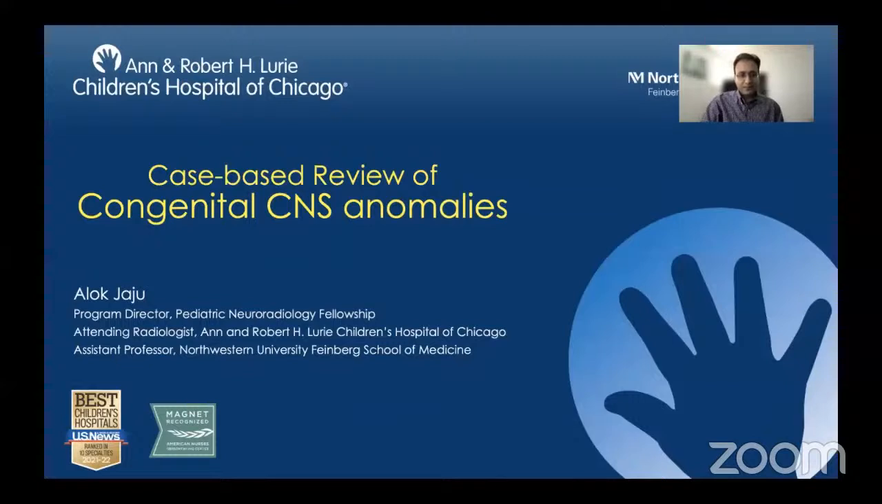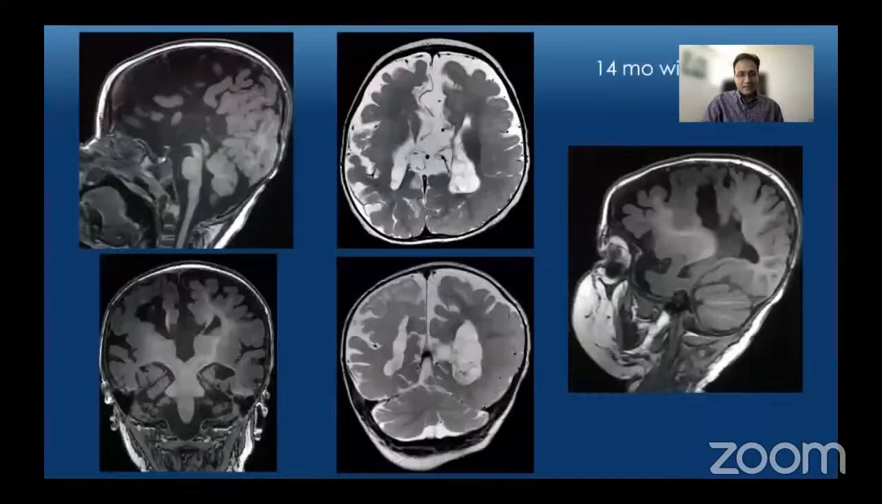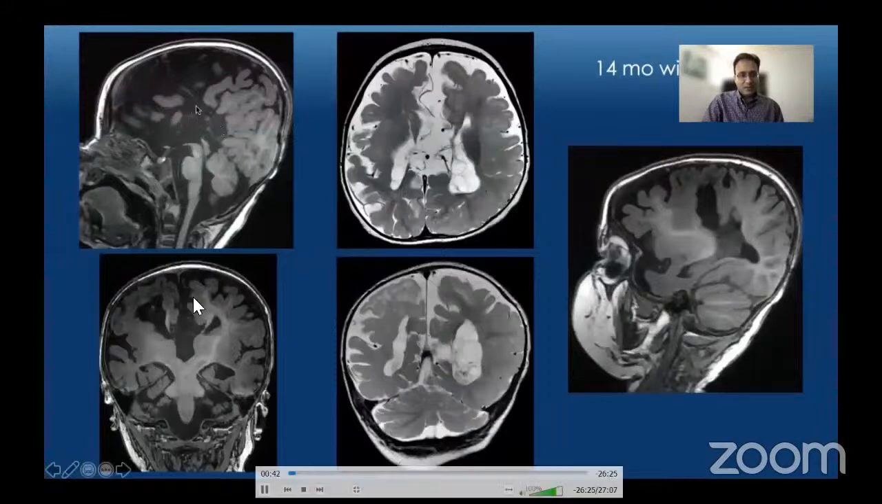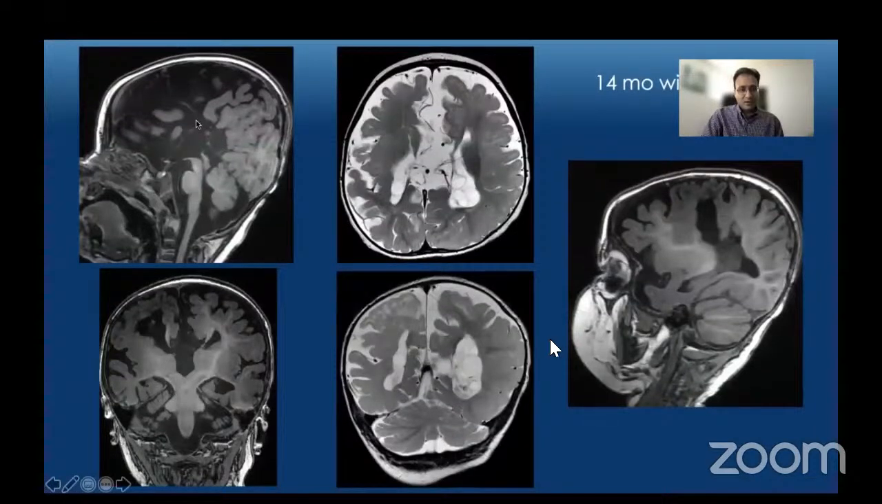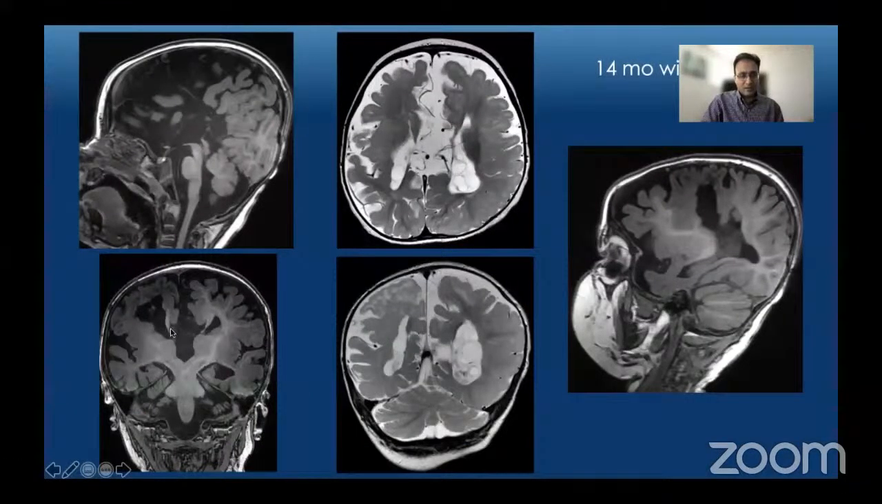So let's get started. The first case is a 15-month-old who presented with seizures. On the sagittal T1 weighted images, we can right away see absence of the corpus callosum, and there are multiple sulci which radiate all the way up to the ventricular margins. On the coronal images, there is absence of crossing fibers, abnormal ram's horn orientation of the frontal horns, and a high riding and dilated third ventricle.